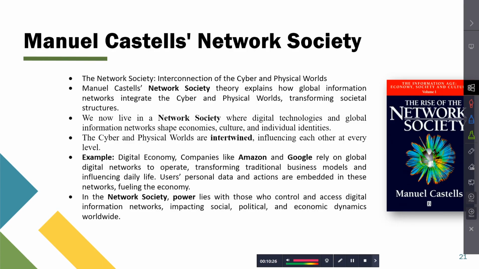That was Manuel Castells. He gave the concept of the network society theory. He tried to say that this theory provides another crucial perspective on the relationship between physical and cyber world.